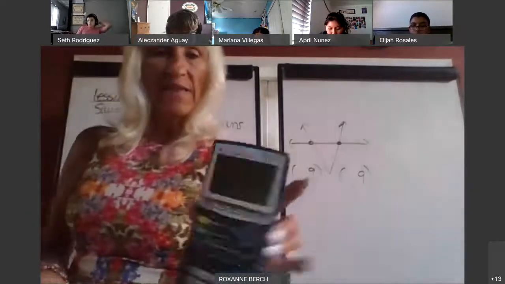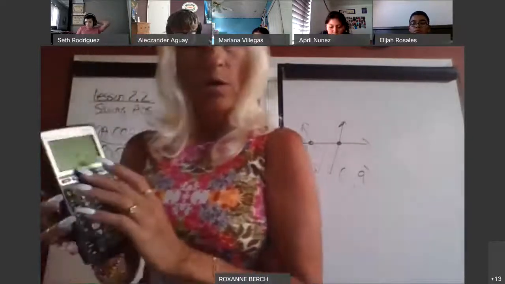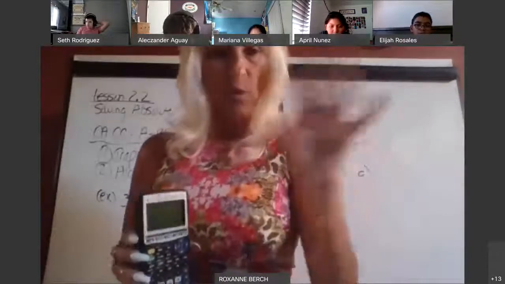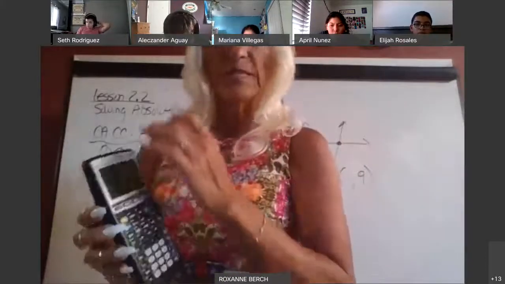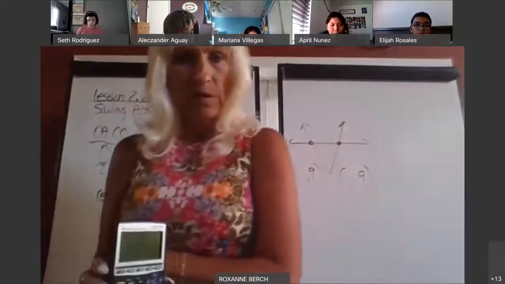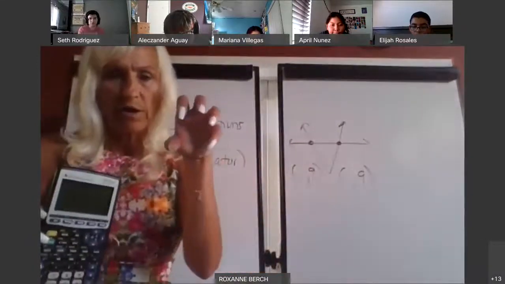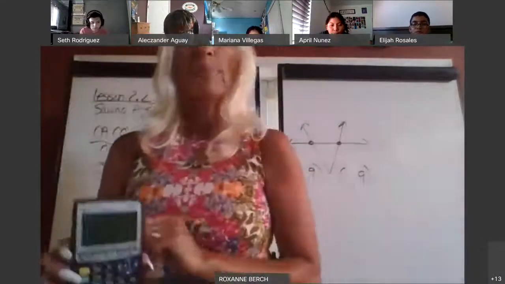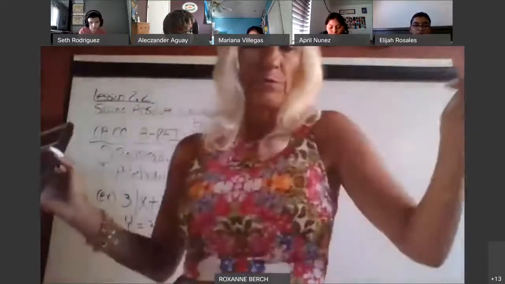Now you can barely see this, so you can change the window setting to get what you want. So this is a rectangular viewing window. So let's say the graph is over here somewhere. You could change the window setting to capture the graph. The window isn't always going to capture your graph.